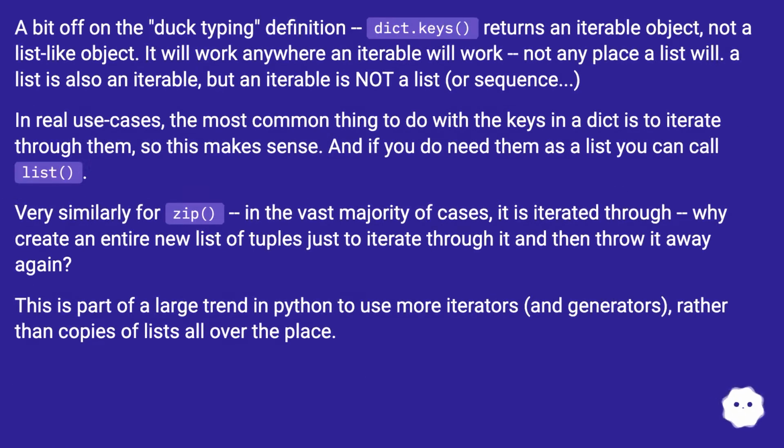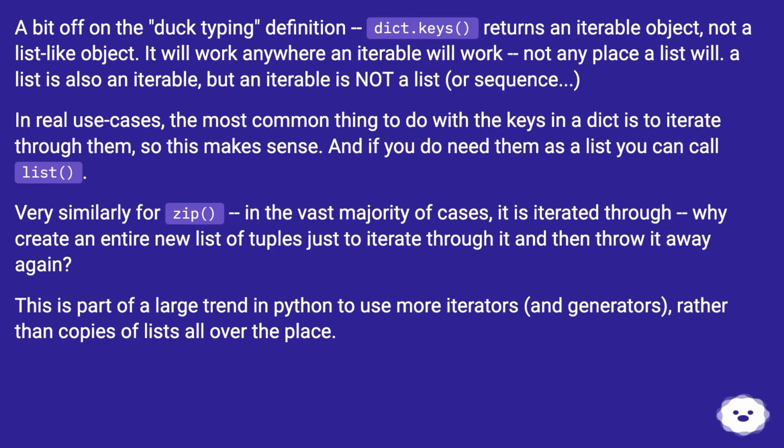A bit off on the duck typing definition. dict.keys() returns an iterable object, not a list-like object. It will work anywhere an iterable will work, not any place a list will. A list is also an iterable, but an iterable is not a list, or sequence. In real use cases, the most common thing to do with the keys in a dict is to iterate through them, so this makes sense. And if you do need them as a list, you can call list().